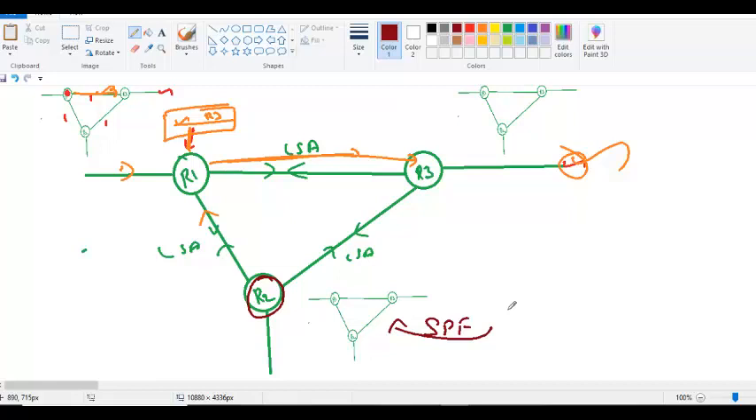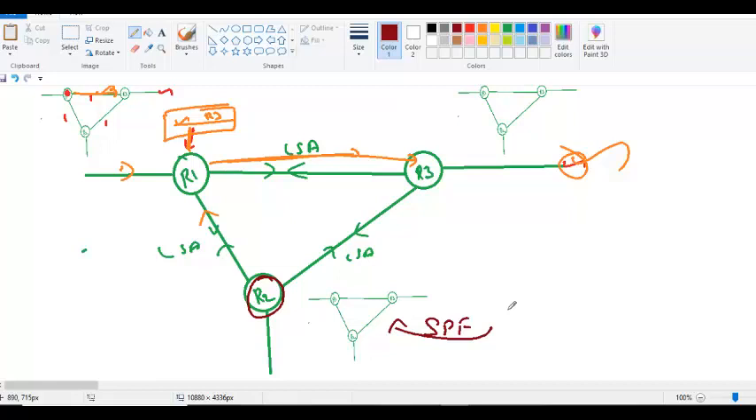Using that shortest path, the packets are forwarded whenever the packet wants to go to the destinations. This is the reason why it is called a link state protocol. Please understand that EIGRP and RIP advertise the route from the routing table.